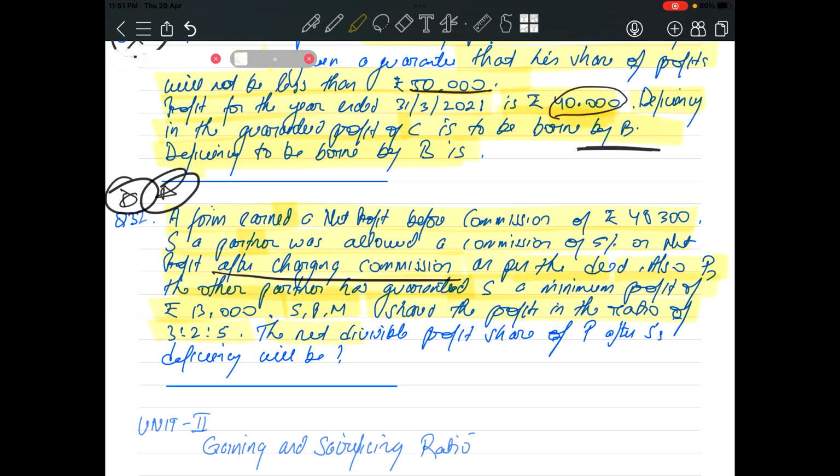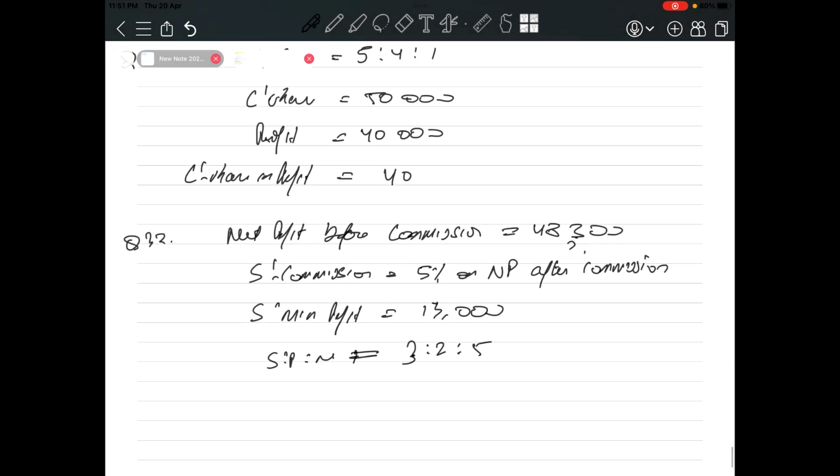Now the net divisible profit share of P after S's deficiency will be, now see, who is given a guarantee? S is given a guarantee that his share in profits will not be less than 13,000. Okay, who has given the guarantee? P has given the guarantee. So what is the requirement of the question? We have to calculate the net divisible profit of P after the deficiency borne by P in favor of S. Okay, so now let's solve this question, a very important question.